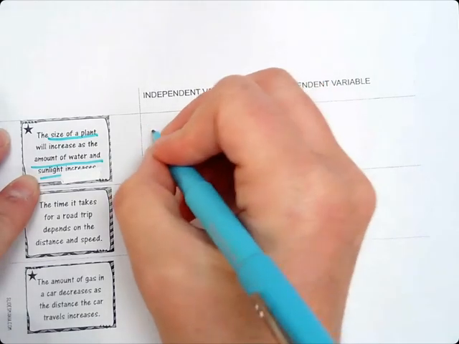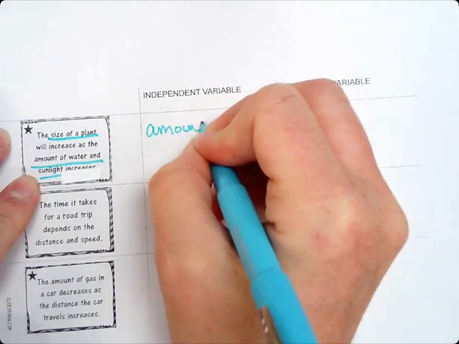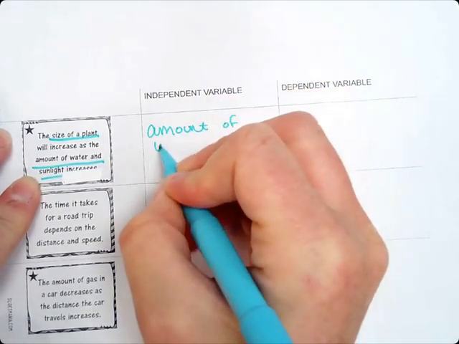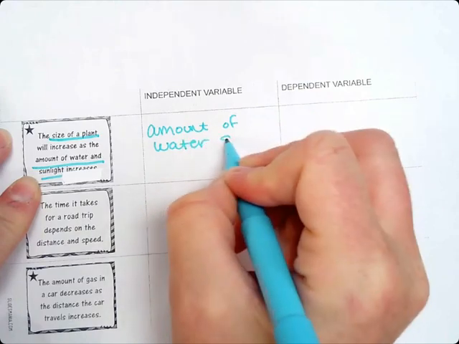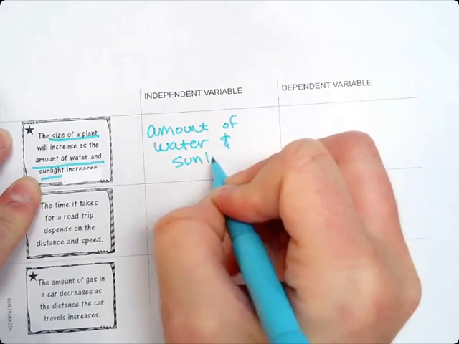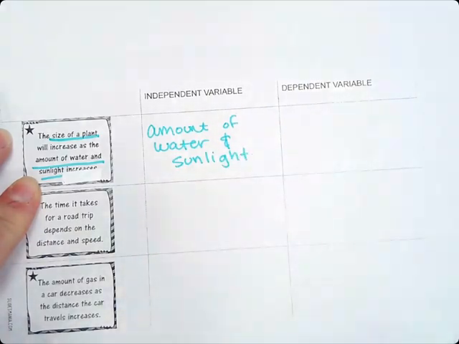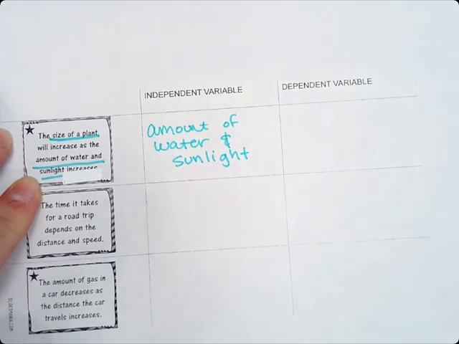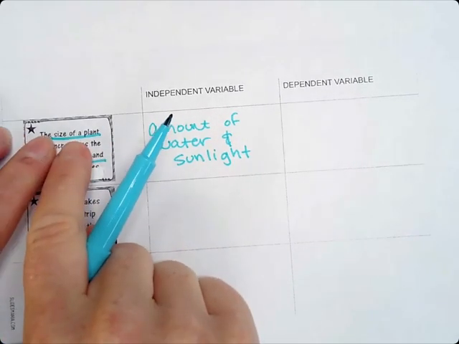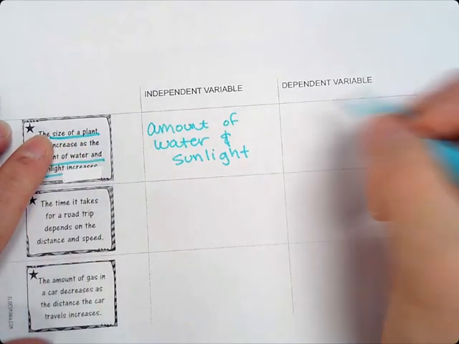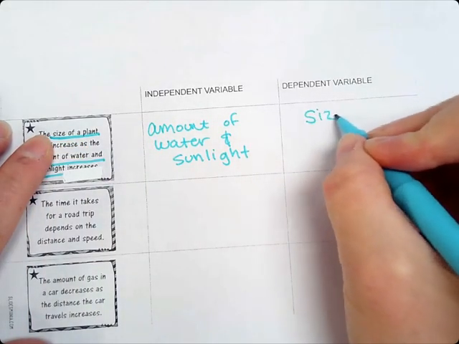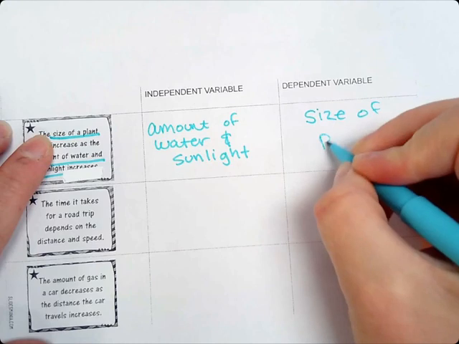So amount of water and sunlight. You can give it tons of water, you can give it tons of sunlight, or you can give it the minimum amount, or you can give it none. And that changes how the plant changes. So dependent is size of plant.